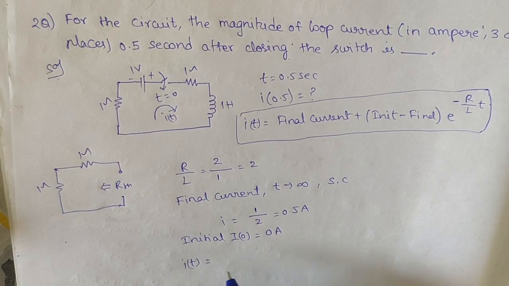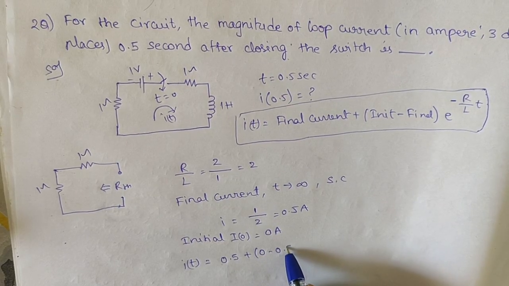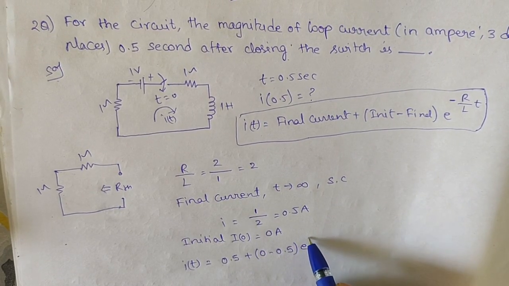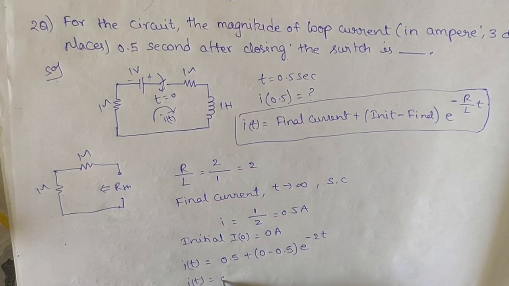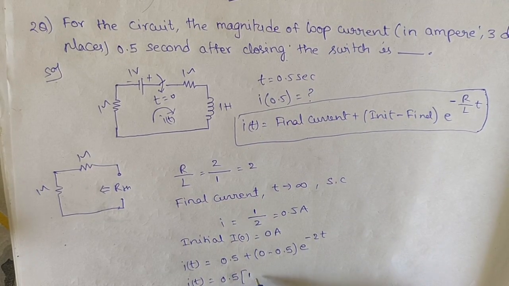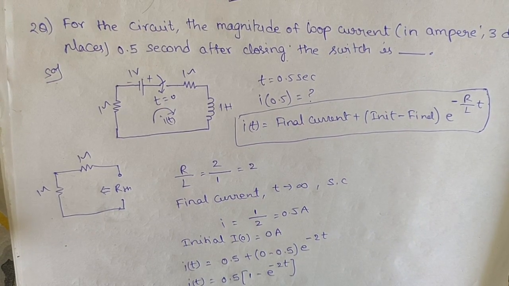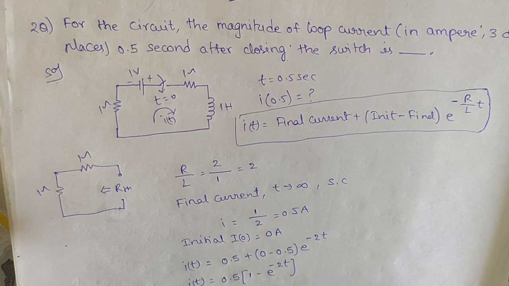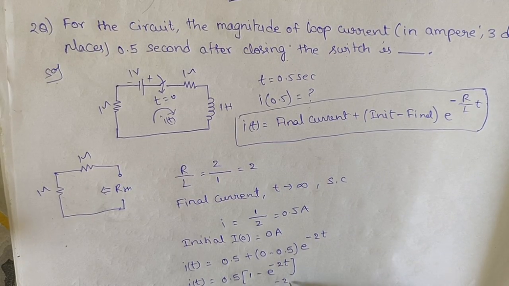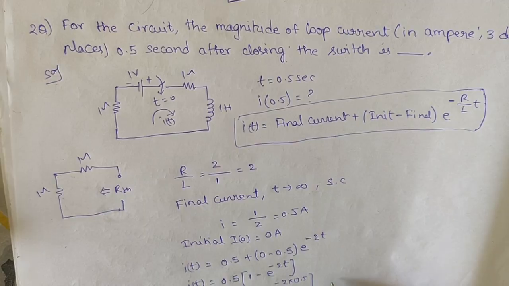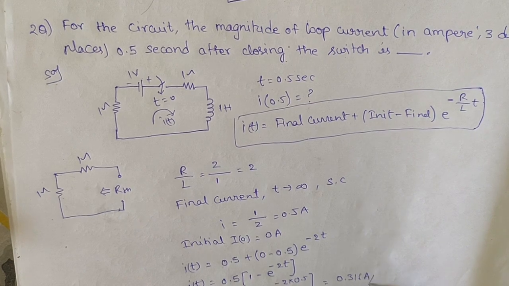I of t is equal to 0.5 plus (0 minus 0.5) into e power minus 2t. So I of t is equal to 0.5 into (1 minus e power minus 2t). They asked at 0.5 second: I of 0.5 is equal to 0.5 into (1 minus e power minus 2 into 0.5). The answer will be 0.316 amps.